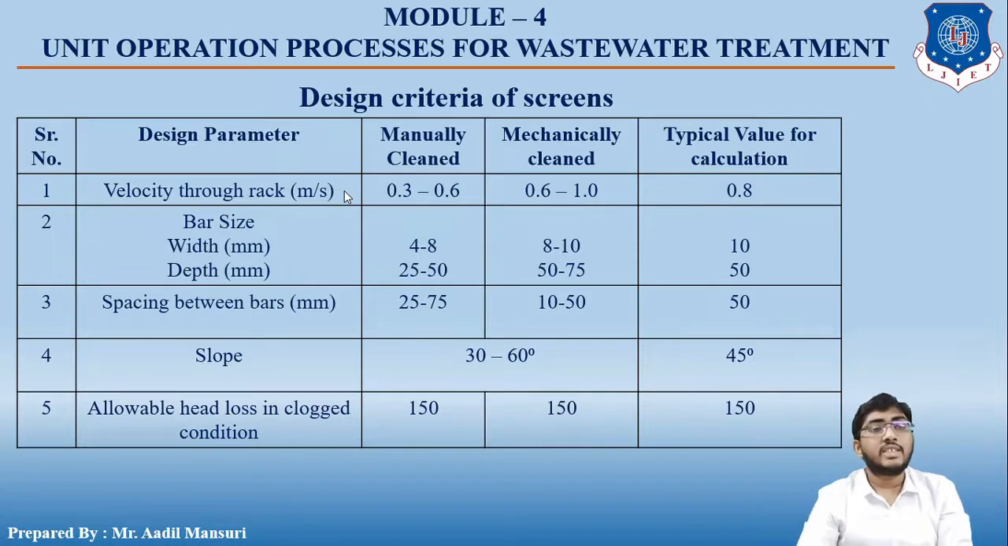Okay, next is the spacing between bars. For manually cleaned screens, it is 25 to 75 mm, and for mechanically cleaned it is 10 to 50 mm. The typical value you can go for is 50 mm. If I talk about the slope, it is between 30 degrees to 60 degrees, and the ideal value can be taken as 45 degrees. Allowable head loss is 150 only.